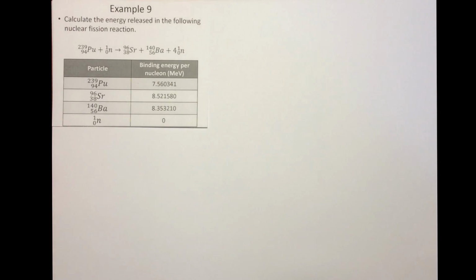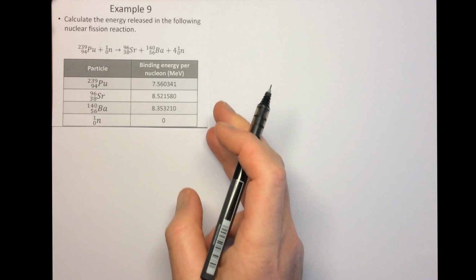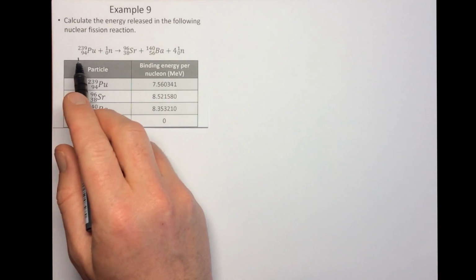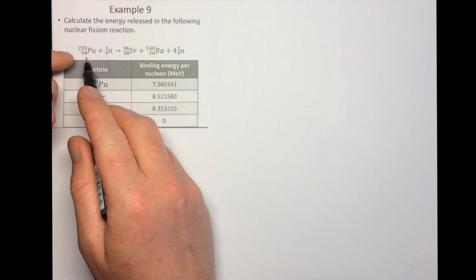Okay, so we're going to talk about question 9 here, which is a little bit of a different type of one to what we've been doing. So let's have a little look at it. To begin with, the first thing we need to think about is we're given plutonium, okay?